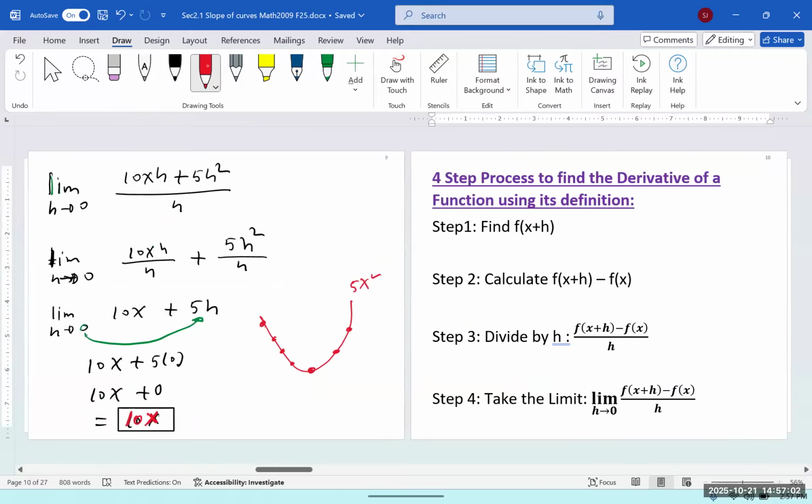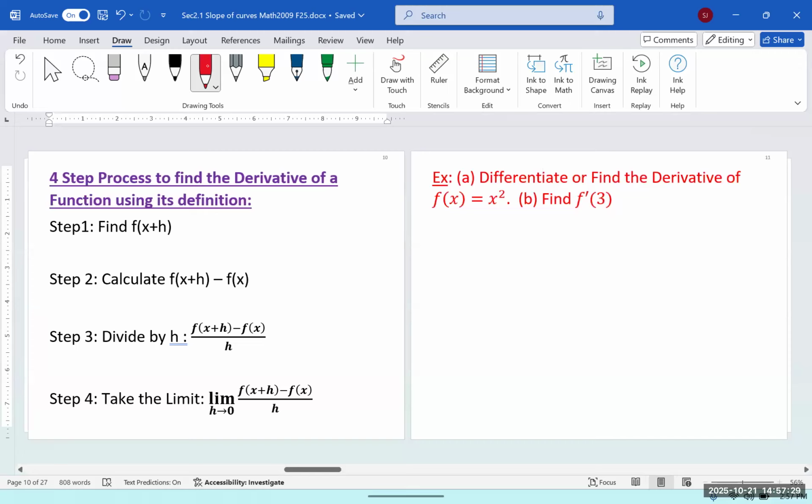So using the definition, how do we find the derivative? The definition says the derivative is the limit as h goes to 0 of your difference quotient. So all you have to do is find the difference quotient, take the limit of it, and you see your derivative. Okay, that's all you have to do. One example.